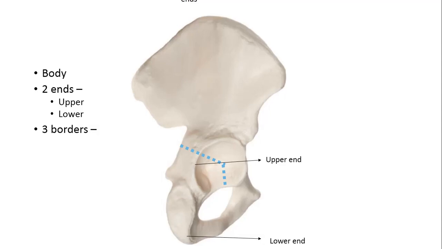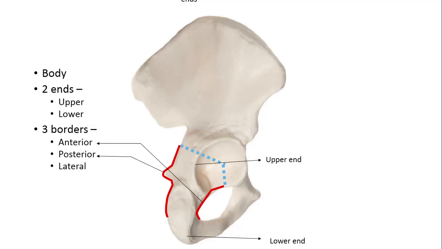Three borders: anterior border, posterior border and lateral border. So this is the anterior border, which forms the posterior boundary of the obturator foramen. This is the posterior border, which is continuous with the posterior border of the ilium, and this is the lateral border, which is the lateral boundary of the ischial tuberosity. Okay, we'll see in the next photograph.